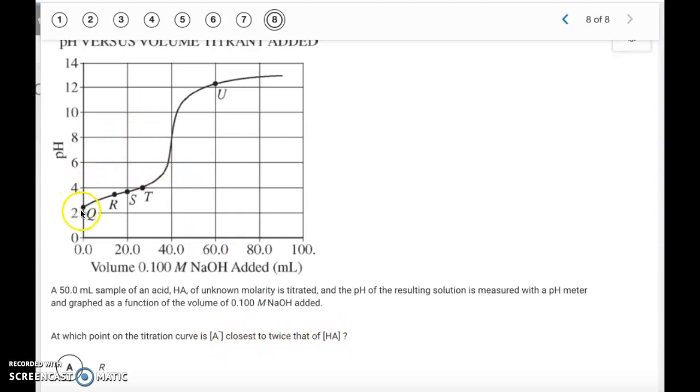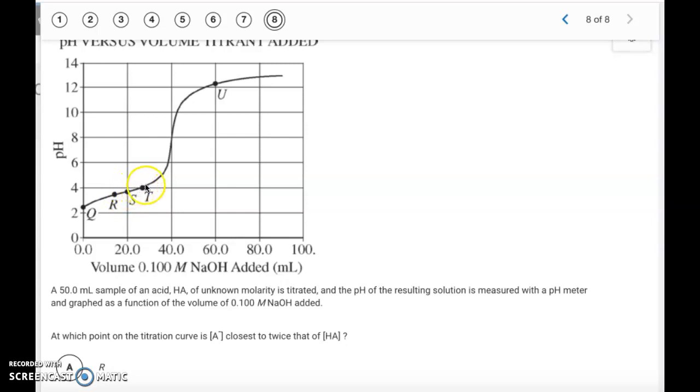All right, at the start of the titration, like point Q right here, you have only HA. At the equivalence point, it's all been turned into the conjugate base, A negative. At the half equivalence point, which would be point S, you have equal amounts of those. So HA would be equal to A negative.